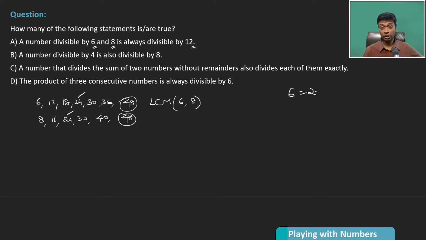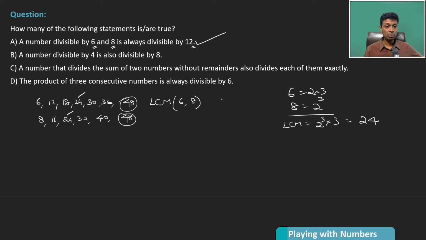6 is 2 into 3. 8 is 2 cube. I'm prime factorizing this. So the LCM will be 2 cube into 3, which is 24. So a number that is divisible by 6 and 8 will be divisible by 24. Any number that's a multiple of 6 and a multiple of 8 will be a multiple of 24. Anything that is divisible by 24 is always divisible by 12. This statement is true. If a number is divisible by 6 and by 8, then it is definitely divisible by 12. Wonderful. Let's go to the next one.